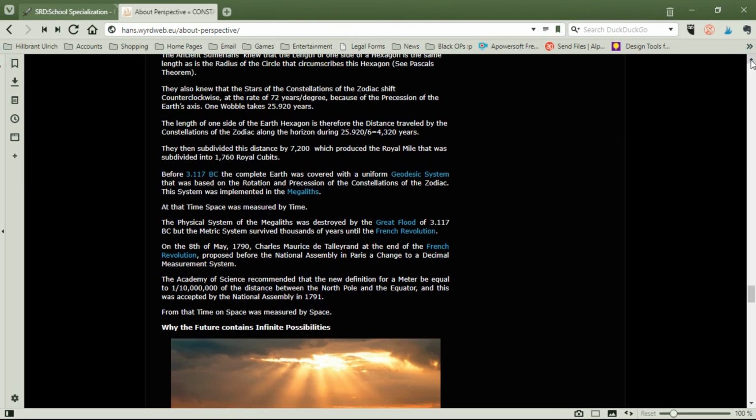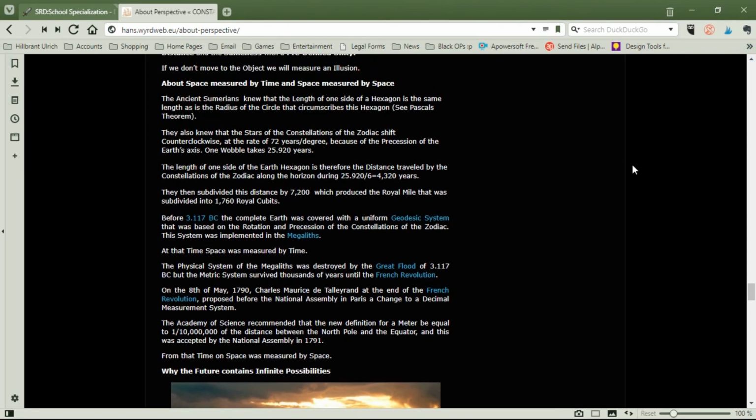All right. So the ancient Sumerians knew that the length of one side of a hexagon is the same length as the radius of the circle that circumscribes the hexagon. They also knew that the stars of the constellations of the zodiac shift counterclockwise at the rate of 72 years per degree, because of the precession of the Earth's axis. One wobble takes 25,920 years. So, I don't know. Do you guys want all these numbers?